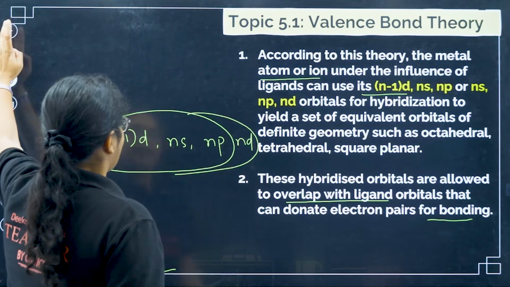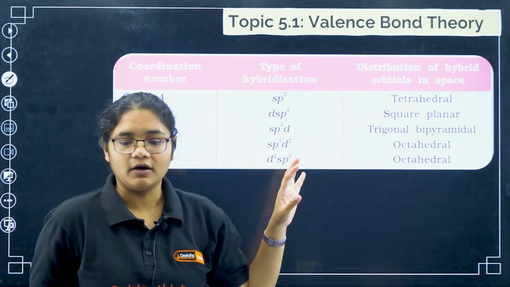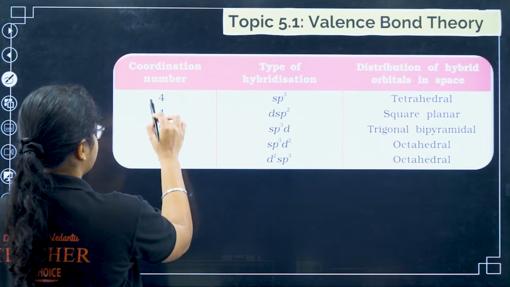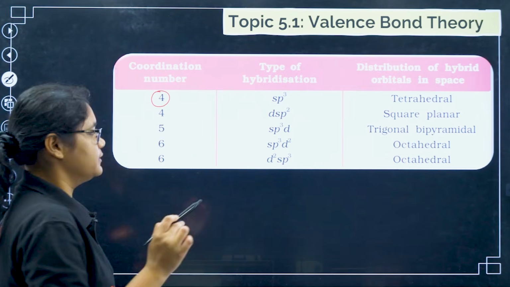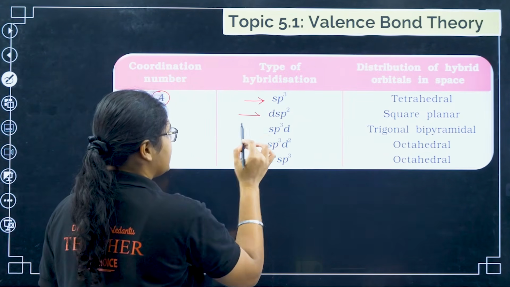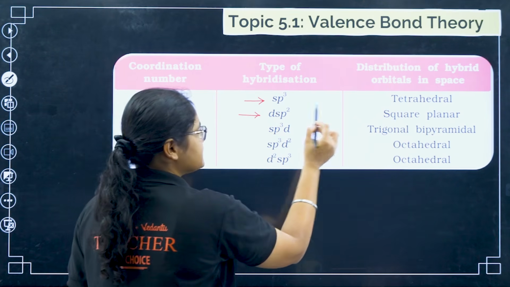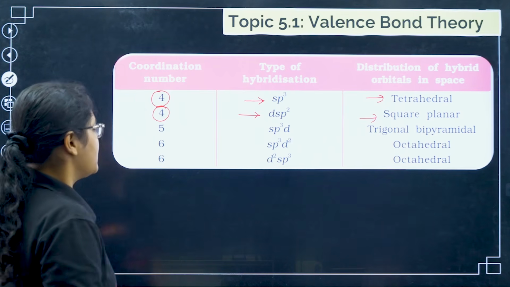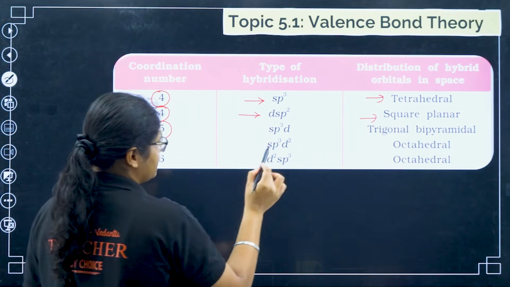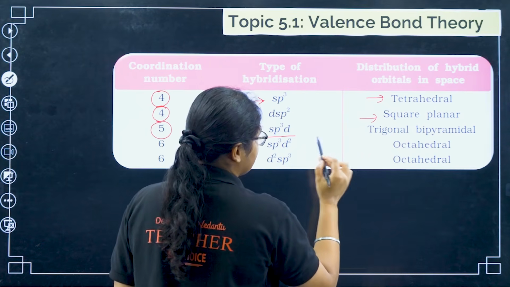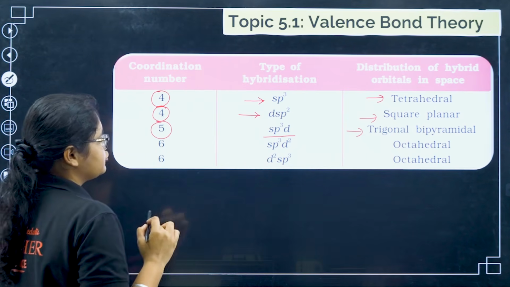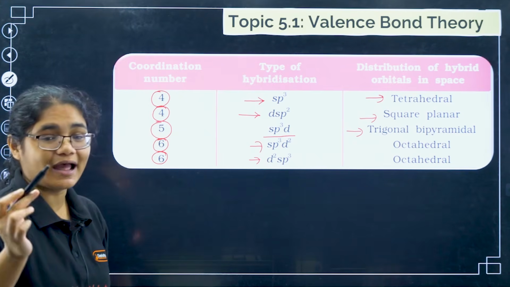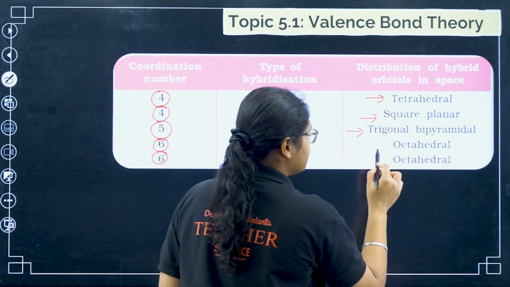Okay, so we have this important table from the NCERT. If there is a coordination number of 4, then what are the hybridizations possible? You have sp3 hybridization and dsp2 hybridization. If it is sp3 hybridization, the shape is tetrahedral. With dsp2, it is square planar. Now if you have coordination number 5, then you have sp3d hybridization and trigonal bipyramidal as the geometry. In coordination number 6, you have 2 types of hybridization, sp3d2 and d2sp3, and both will give you octahedral.